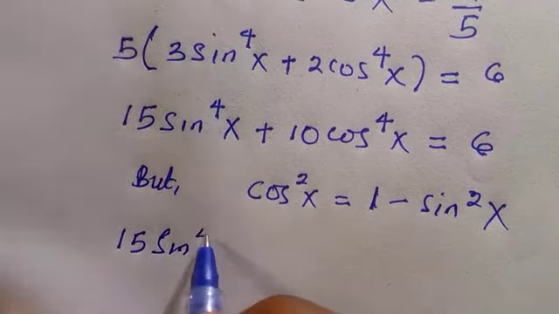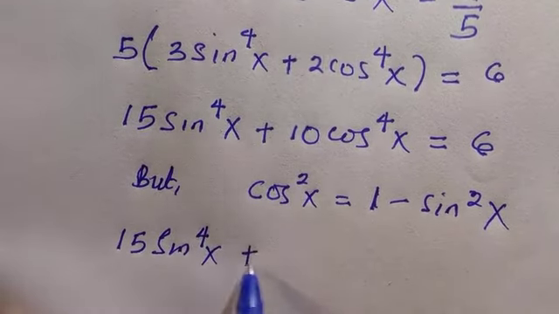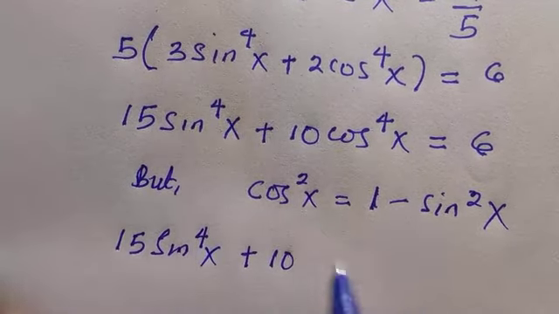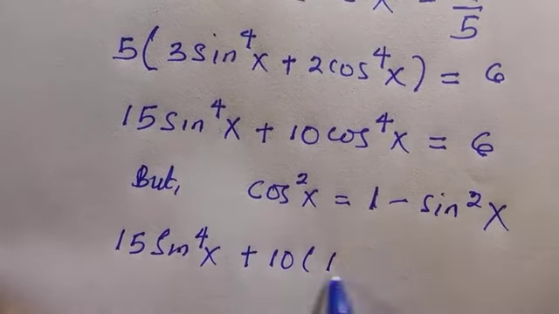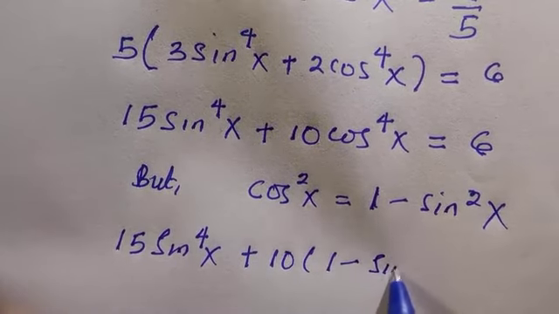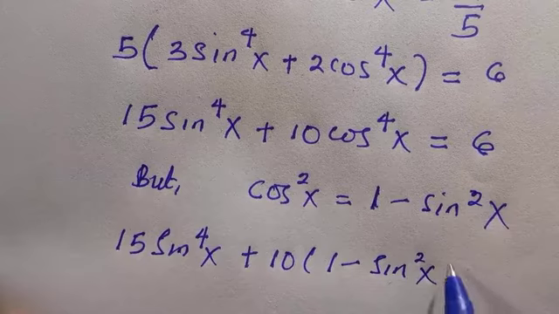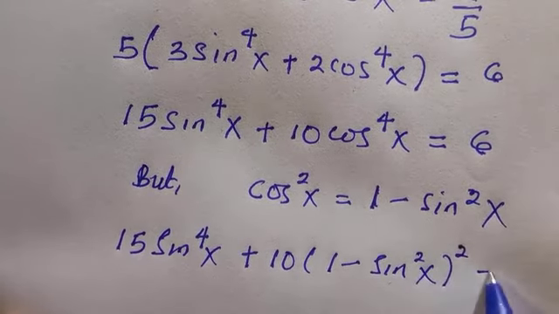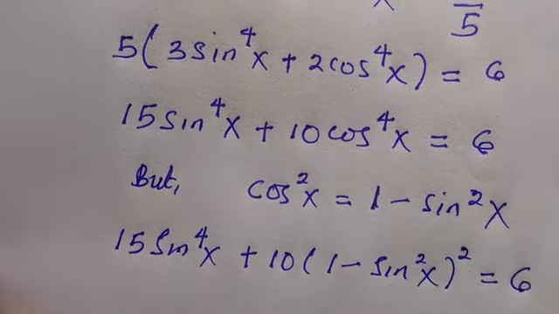By replacing it here, we have 15 sine raised to the power 4x plus 10. Since I've left this, we are going to have 1 minus sine raised to the power 2x, but this is raised to the power 4, so everything will be raised to the power 2, equals 6.